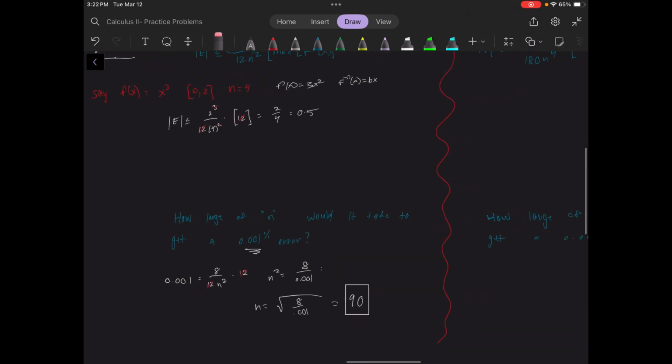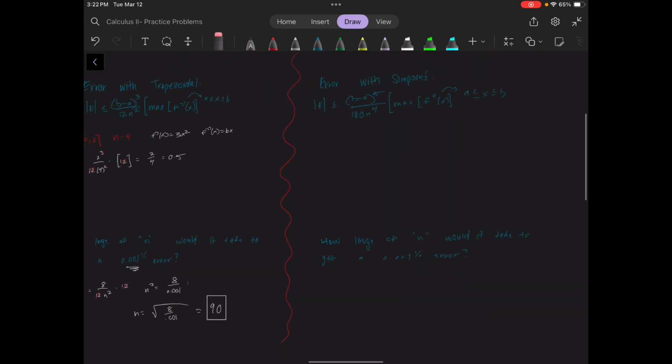I want to do the same question except with the error formula for Simpson's rule. And take a guess. Do you think for this question we're going to get a bigger or smaller number? I think it's going to be a much smaller number because we know that Simpson's rule is more accurate than the trapezoidal rule. So if it takes 90 trapezoids with the trapezoidal rule, it's definitely going to take less with Simpson's rule.